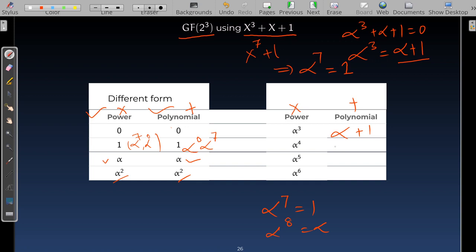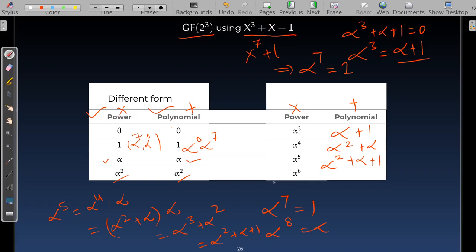Alpha to the power 4 will be simply alpha cube times alpha, and that is going to be alpha square plus alpha. Now alpha to the power 5 is actually going to be alpha to the power 4 times alpha, and alpha to the power 4 is alpha square plus alpha. So we are going to multiply this with alpha, and we will have alpha cube plus alpha square, and alpha cube is actually equal to alpha plus 1. So we have alpha square plus alpha plus 1. So alpha to the power 5 will be equal to alpha square plus alpha plus 1.